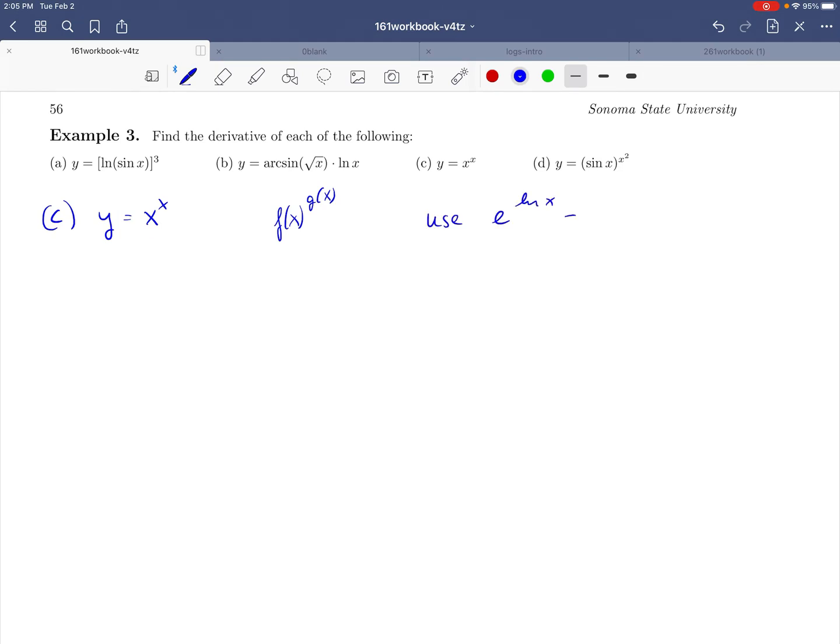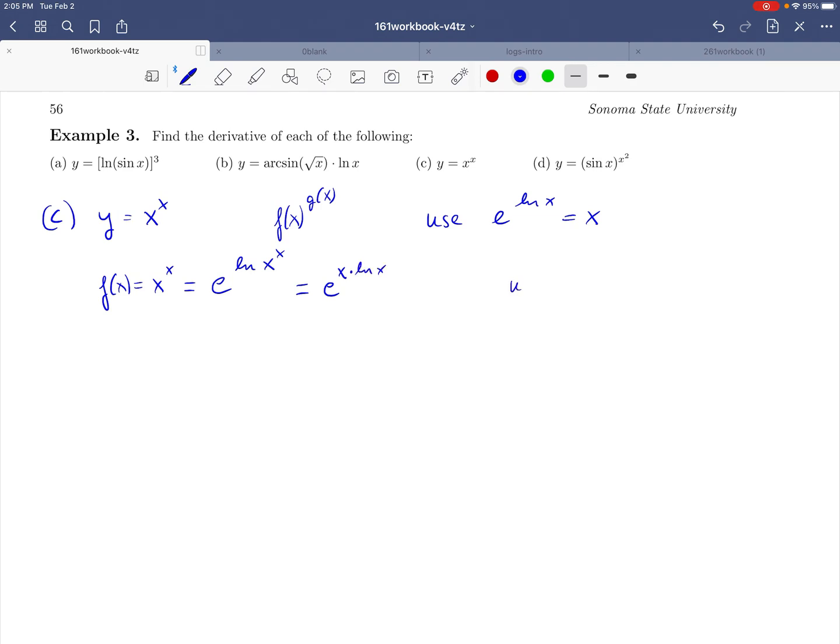And in cases like this, the key step to use is the fact that e to the ln of x is equal to x. So this key fact will allow us to rewrite our function. Our function is x to the x, and we can rewrite it as e to the ln of x to the x. And e to the ln of x to the x can be written one more way using our rules of logarithms. We can write it as e to the x times the ln of x.